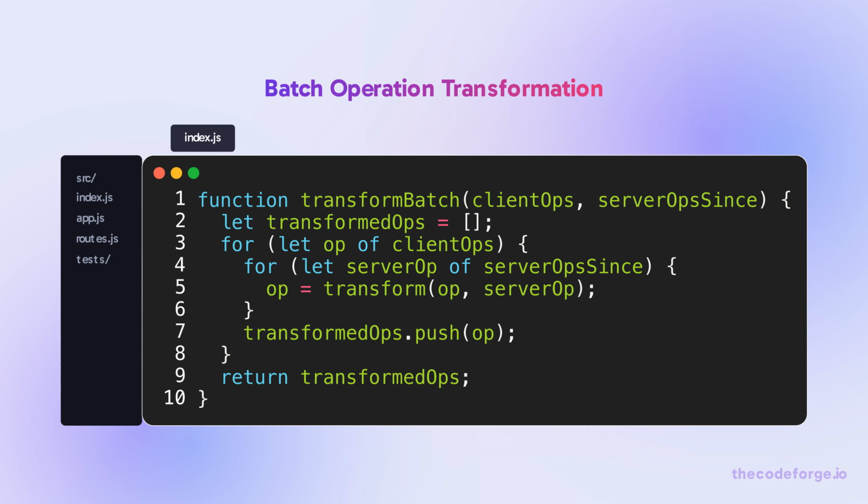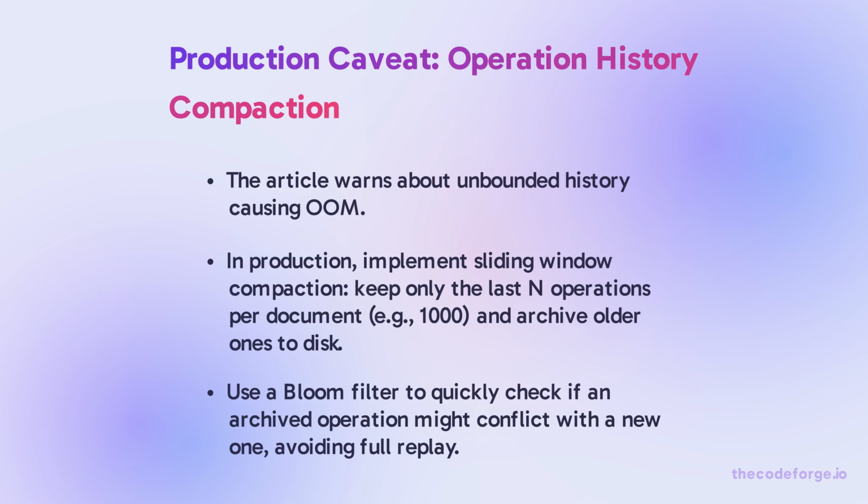The article mentions batching operations to reduce overhead. Here's how to transform a batch of operations from one client against the server's history, applying them as a unit to maintain consistency. The article warns about unbounded history causing OOM.